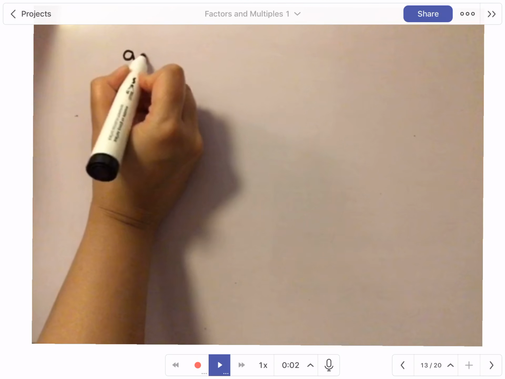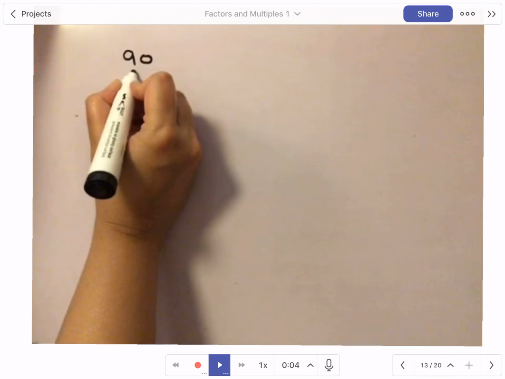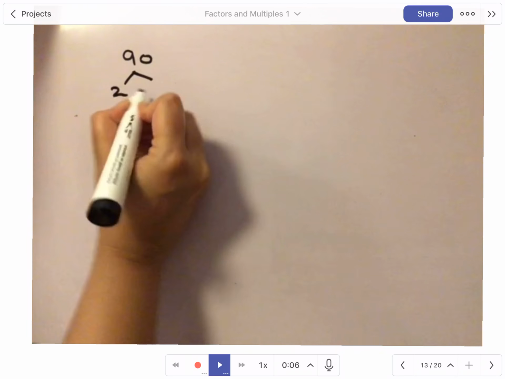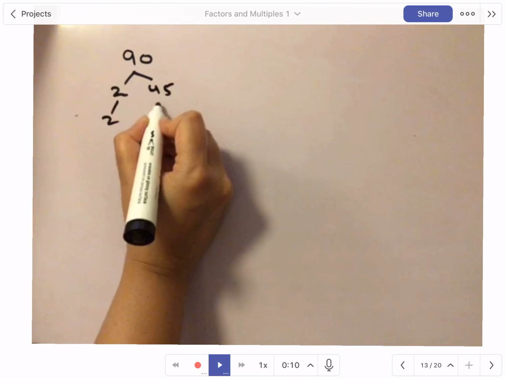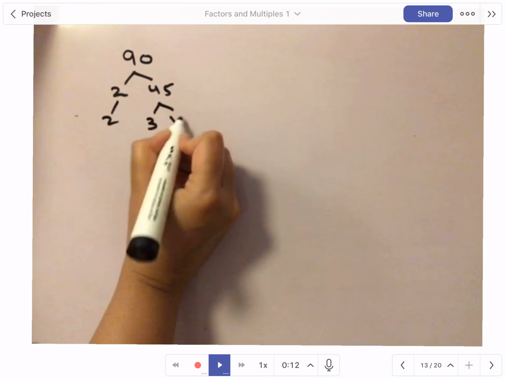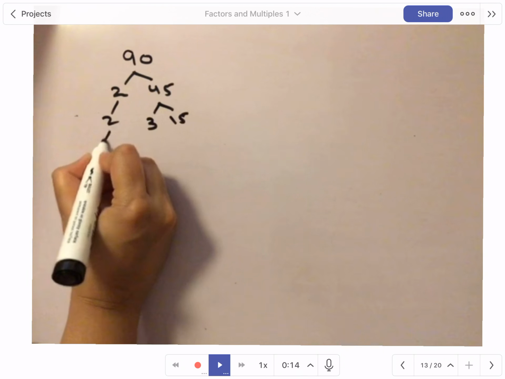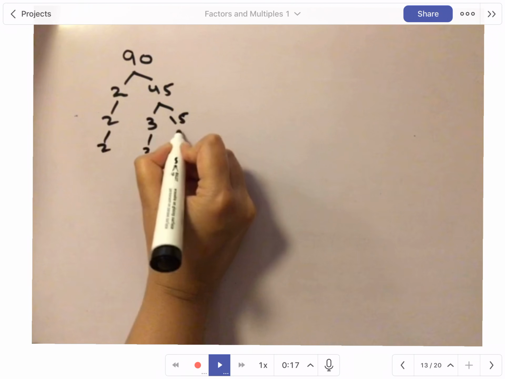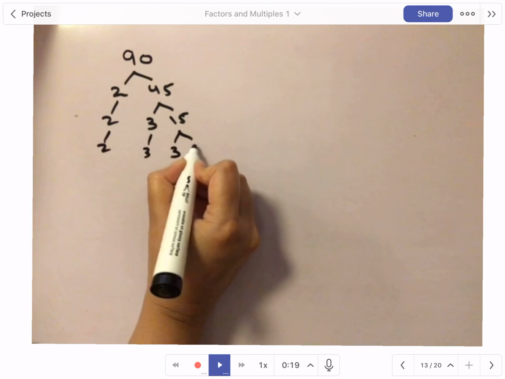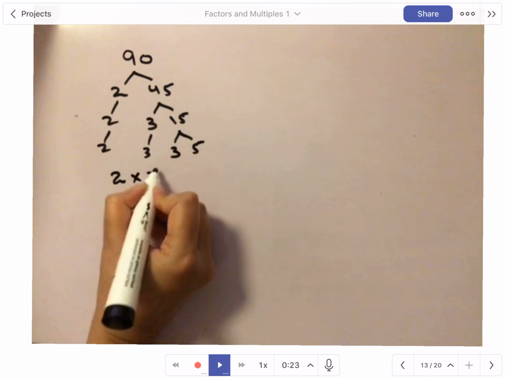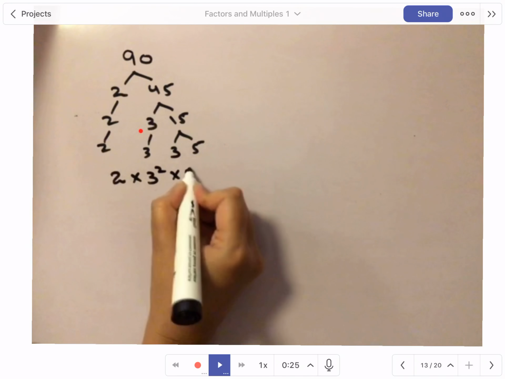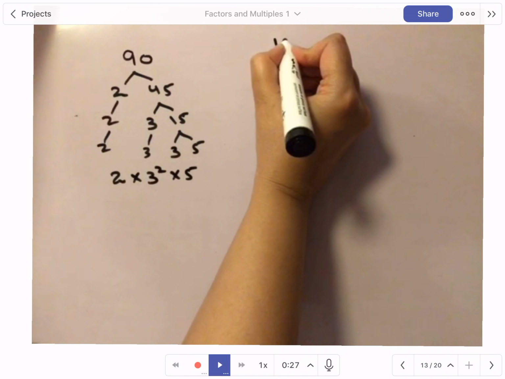So let's decompose the numbers 90 and 120 into prime factors. I'm doing prime factorization. 2 times 45 equals 90. 45 can be further factorized into 3 times 15. 15 can be further factorized into 3 times 5. So we have got the answer: 2, 3 squared, and 5.